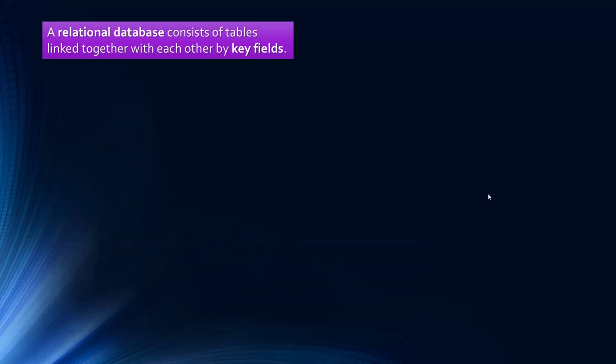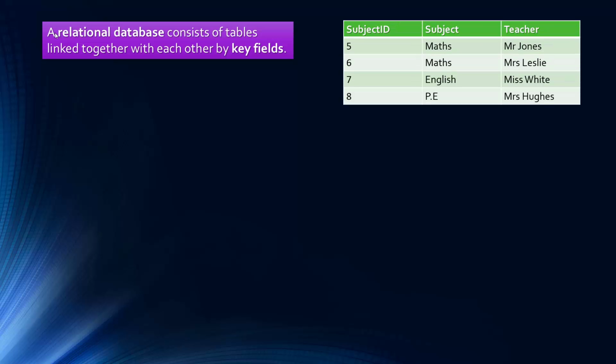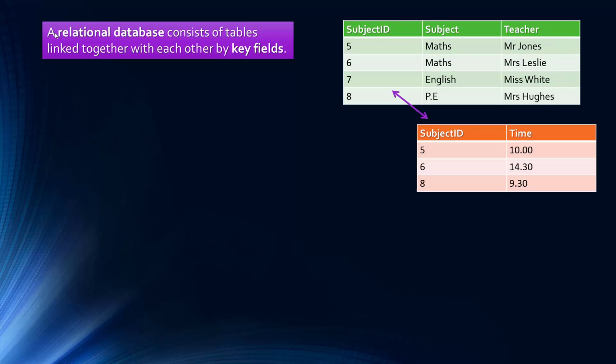So now to look at some definitions, unfortunately. You need to know about a database model, which is the relational model. This is a database that consists of tables linked together with each other by key fields, which is something we need to talk about a bit later. So with two tables here, this is actually our key field, our primary key, subject ID in this case, but I'll explain this in a bit.